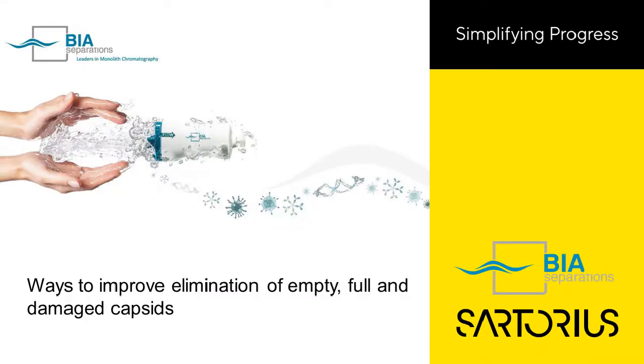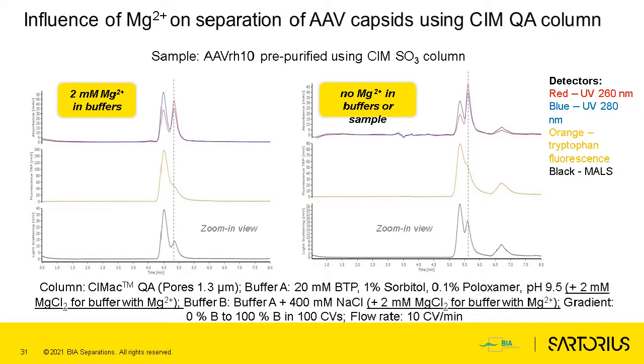And now to the last topic of today's presentation, and this is how to improve the separation of empty and full. This separation is really tough. We are dealing with two capsids which are very much similar, but it is known that they have different behavior when we are working with some cations or anions.